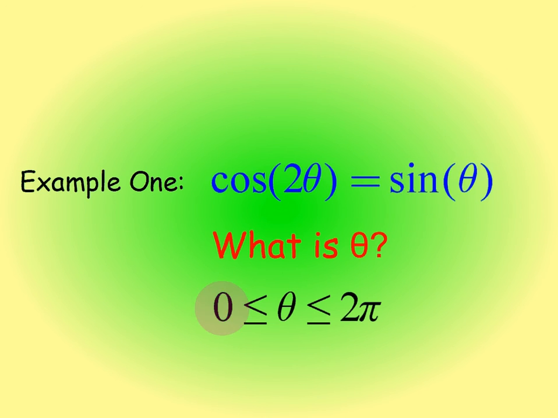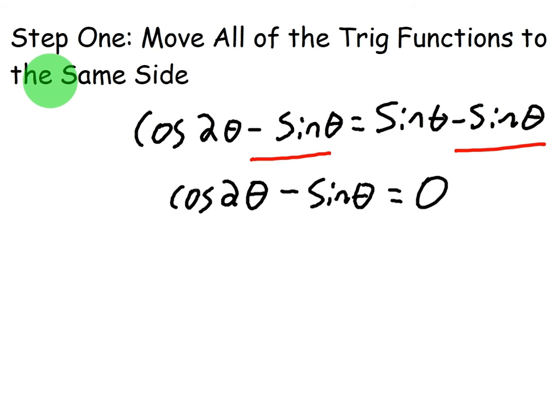Another thing to note is we do have a domain listed. This is only for any angle theta between 0 and 2 pi, including the endpoints. That's important because if we didn't include a domain, there could be infinitely many solutions for theta, and we're just going to stick to a restricted domain. So with that being said, let's learn the simple steps to solving trig equations, starting with step 1, and these are going to be the same steps for every example.